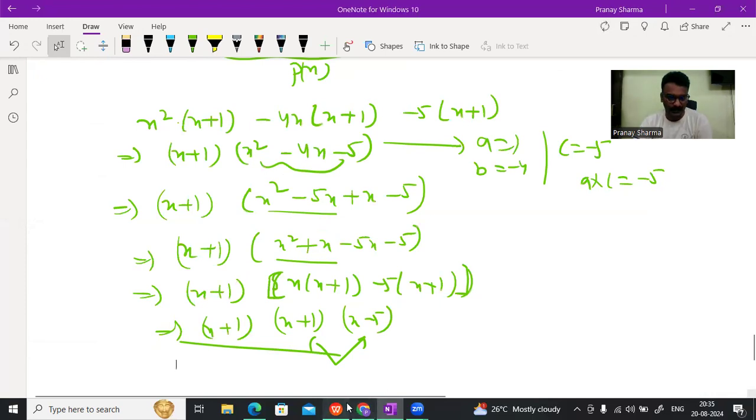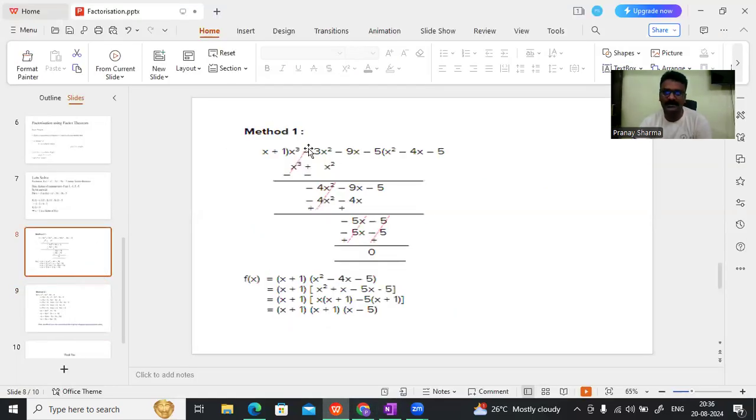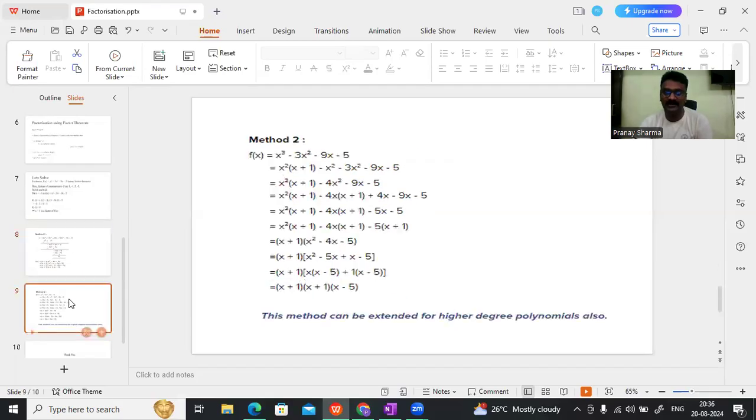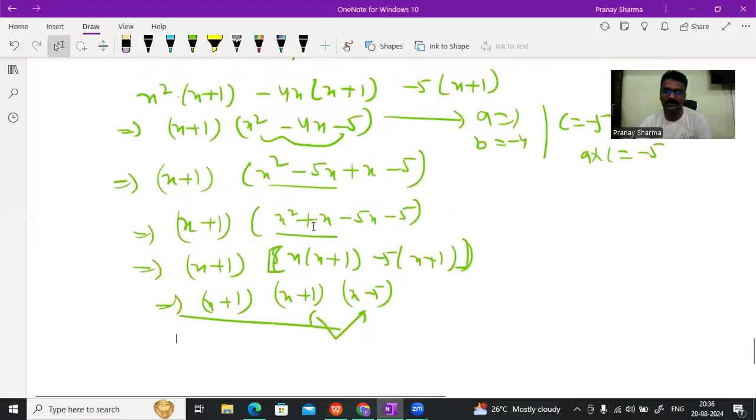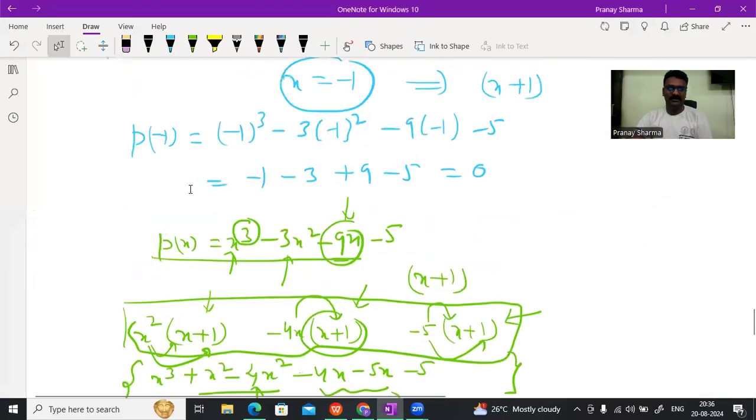Fine. What is method 1 here? Method 1 is division, right? How do you get method 1, sir? x plus 1 is something that we got, right? Method 2, I have explained to you. This is exactly using the factor theorem. But how do you get method number 1? So let us have a look here.